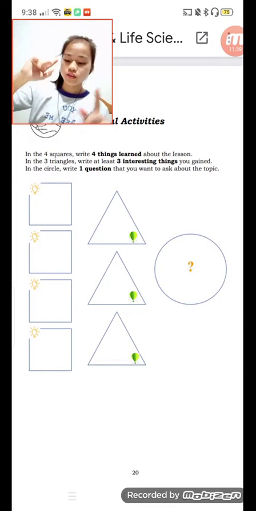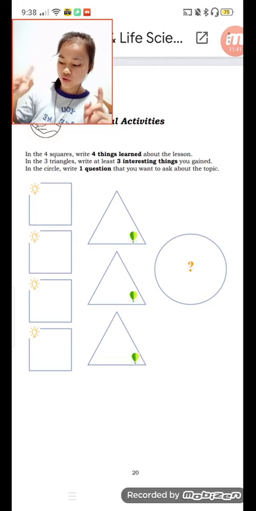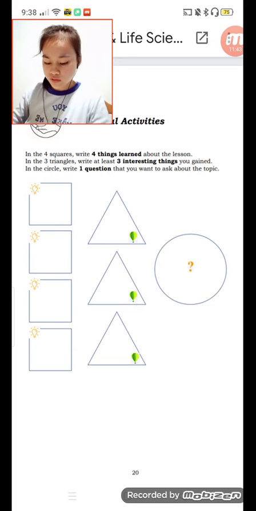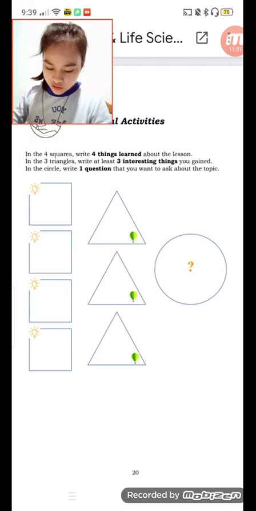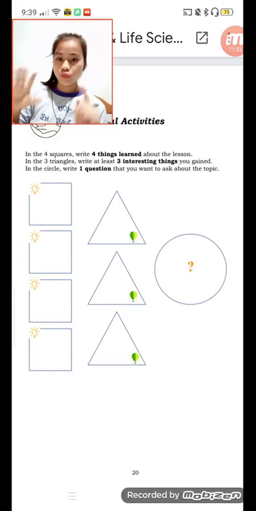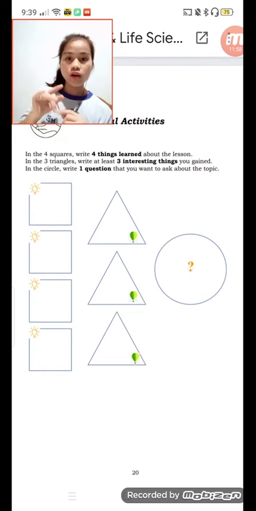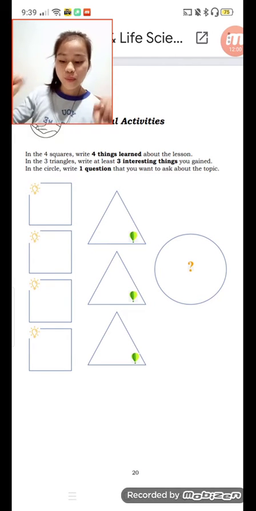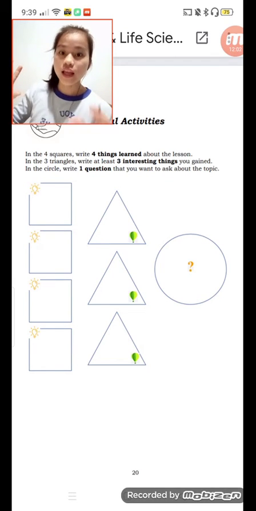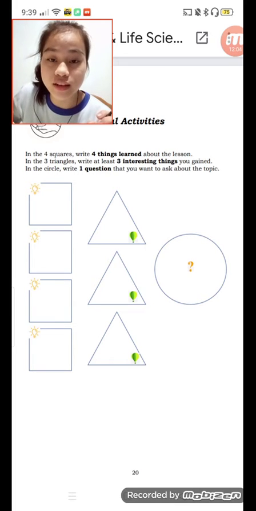I want to ask about the chemical properties of minerals of our community. So in the circle, write the one question that you have to ask. I want to ask about the chemical properties of minerals of our community.